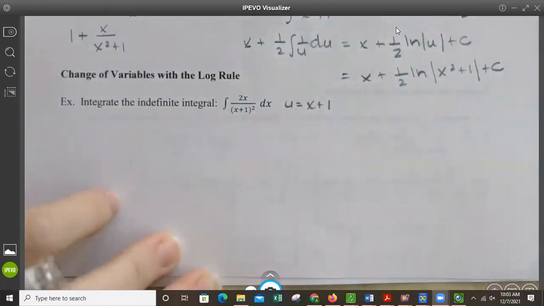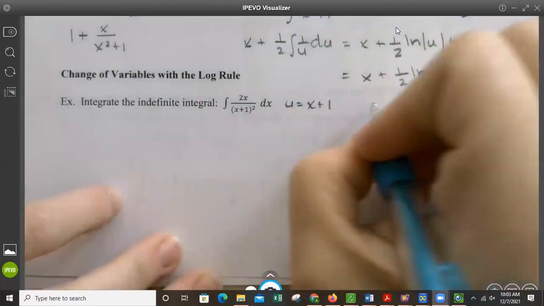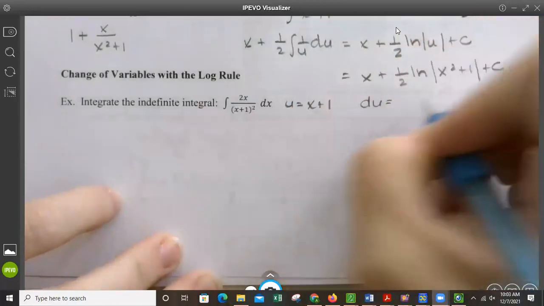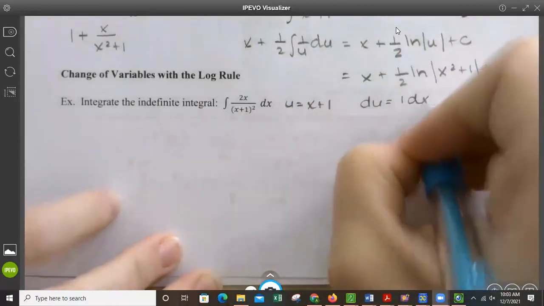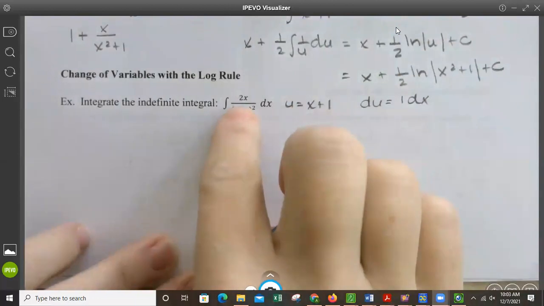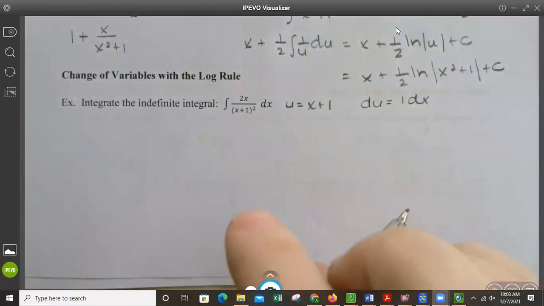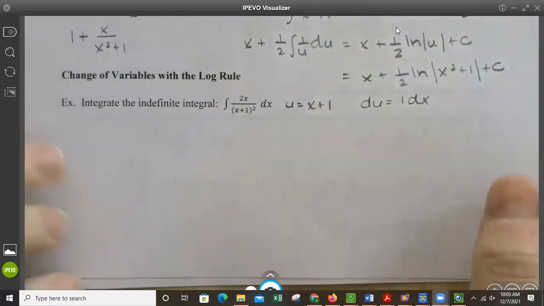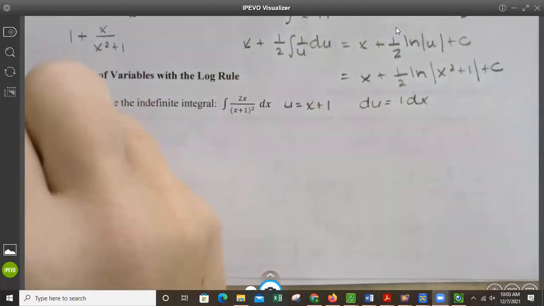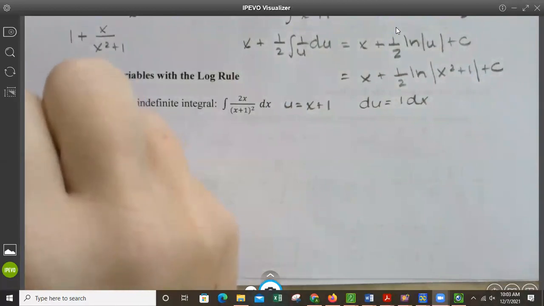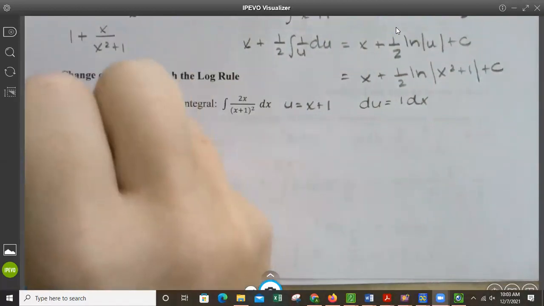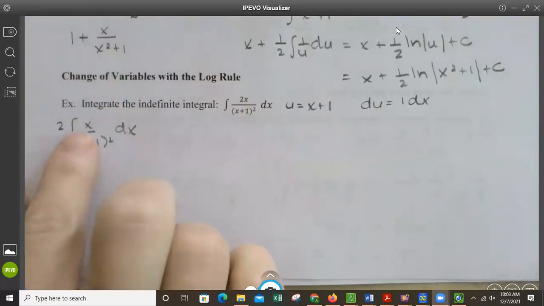Everybody good with that? What is your du going to be? 1 dx. But what do we have up here? We have that 2x. What can I do with that 2 to begin with? I could go ahead and pull it out. You can also leave it there. It doesn't matter. It's not going to hurt anything. It's up to you, whatever you want to do. So if we pull it out, we have the integration of x over x plus 1 squared dx, but I'm still going to have that x.